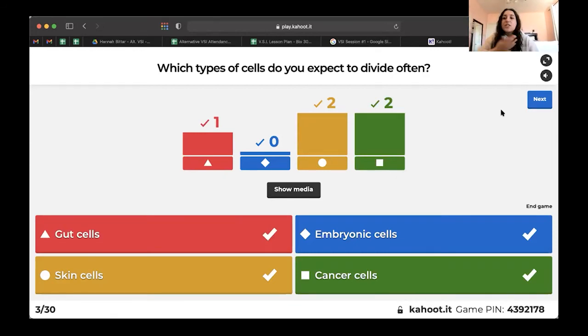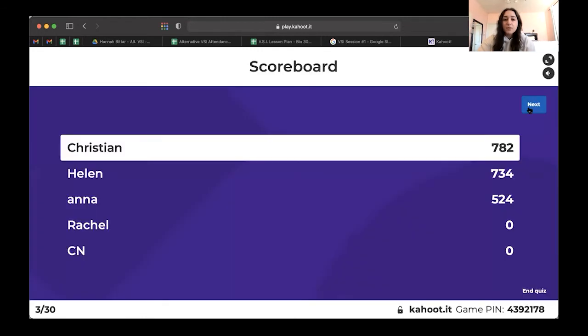Embryonic cells are like stem cells. Stem cells divide like crazy because they're undifferentiated. They want to get to where they're going. So embryonic stem cells would divide a lot, and so will cancer cells. Cancer cells are very aggressive growth. They go through the cell cycle uncontrollably. So all of these would divide often. Some cells that wouldn't divide often are neural cells, brain cells, stuff like that. So yeah, let's move on.